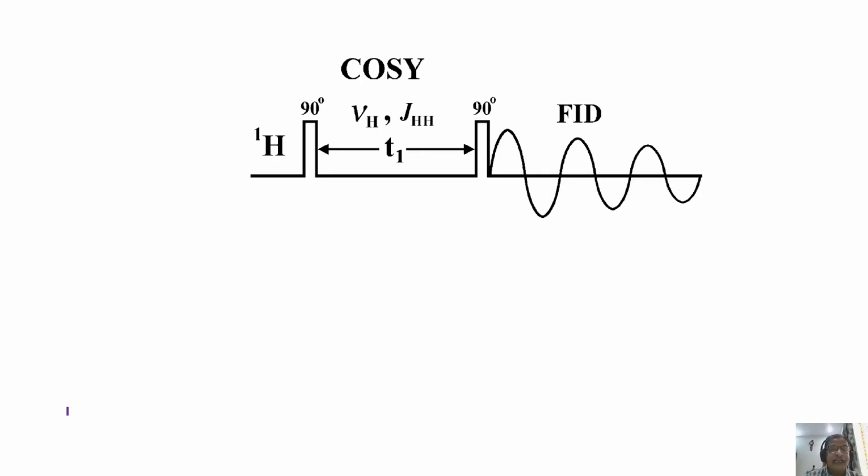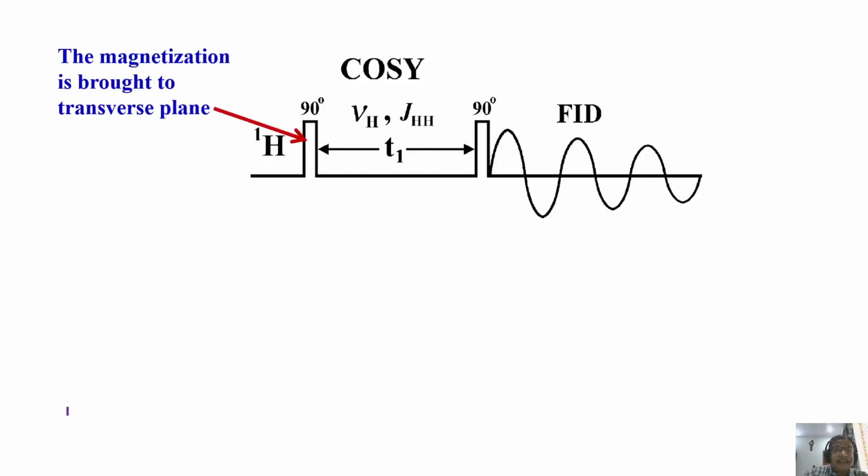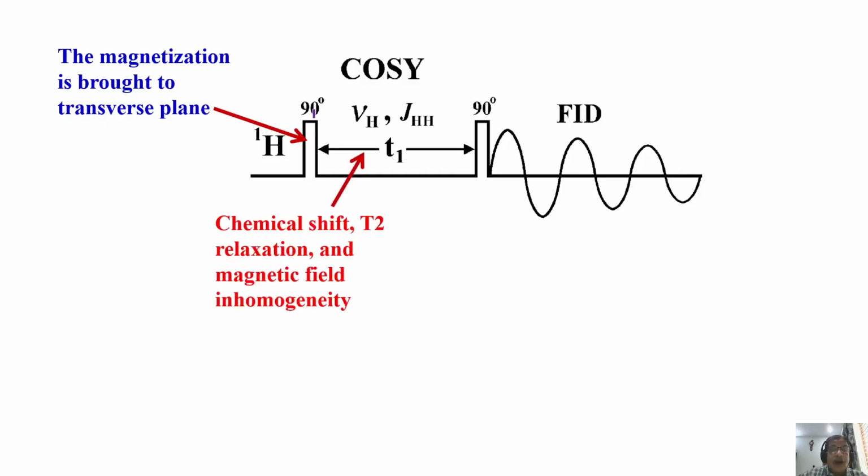Now we'll understand what is happening in this COSY experiment. The magnetization in this case is brought back to the transverse plane. This is all we know. This is a 1D pulse. If you apply it, magnetization which is along the Z axis will come back to the XY plane, the transverse plane. That's fine. Now here, what happens here?